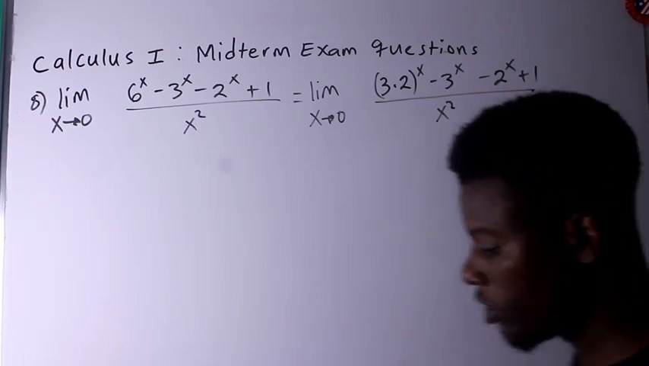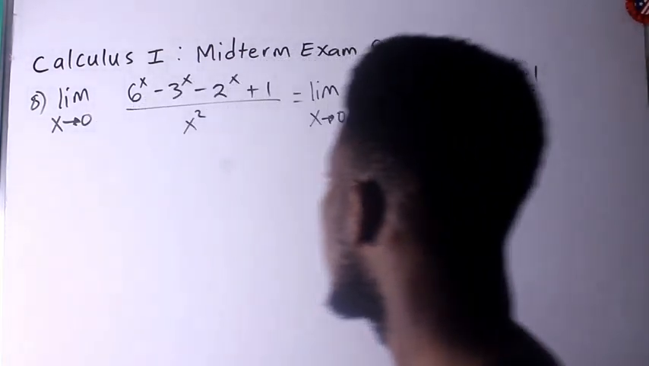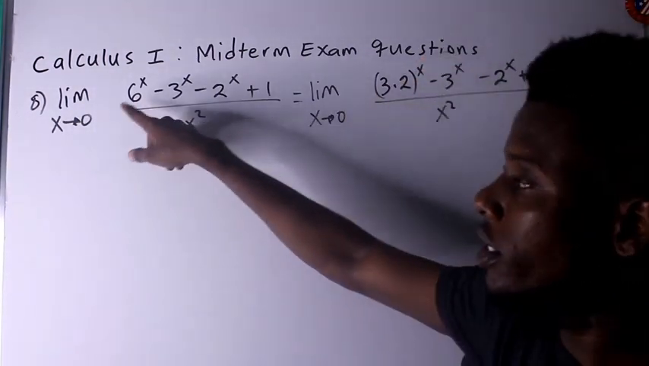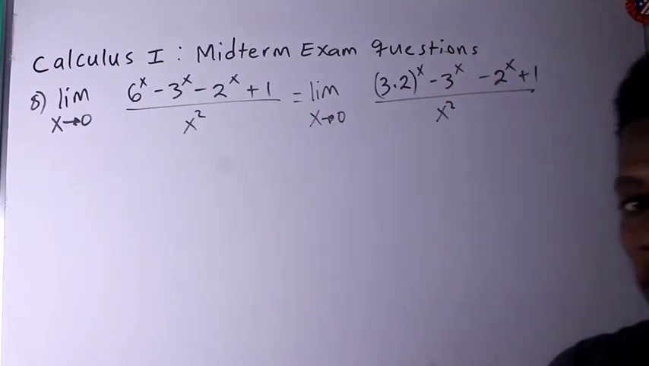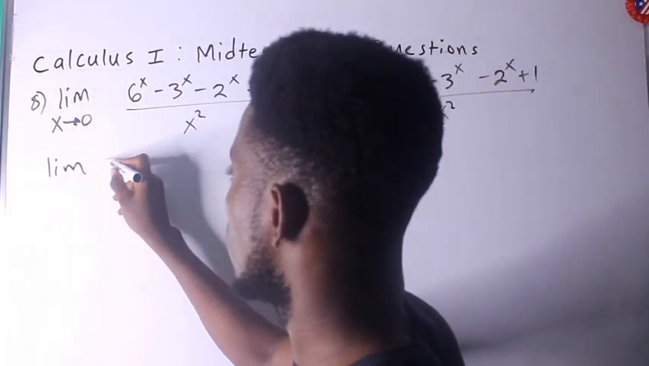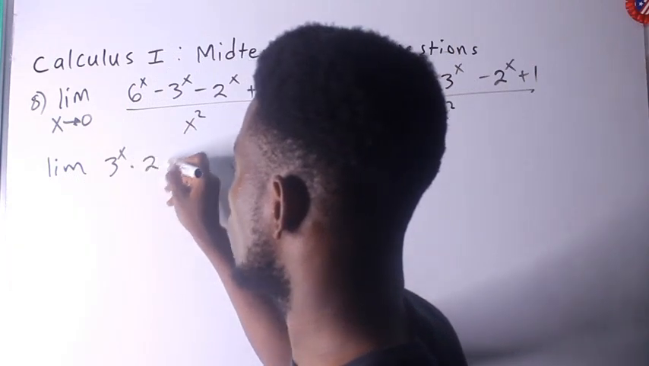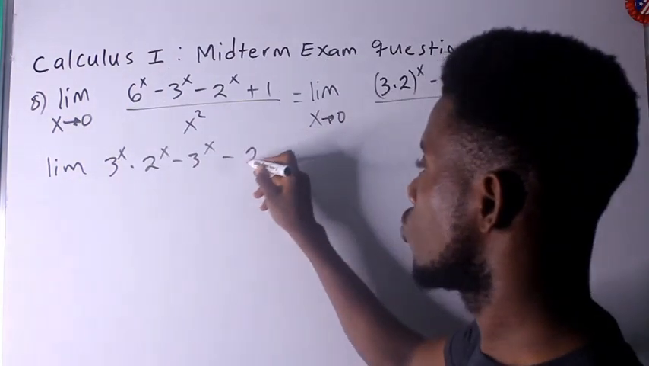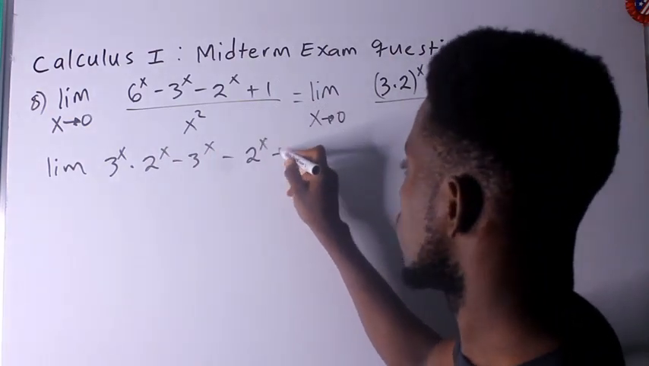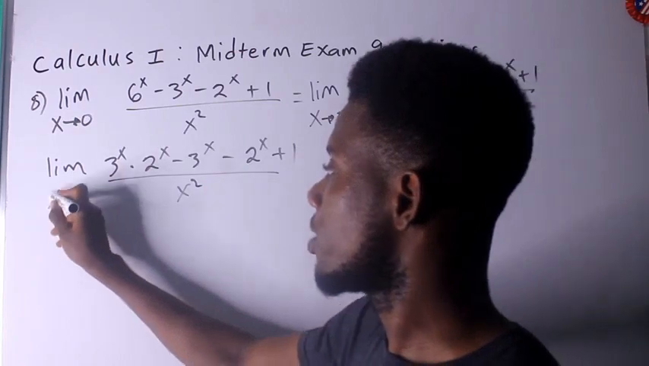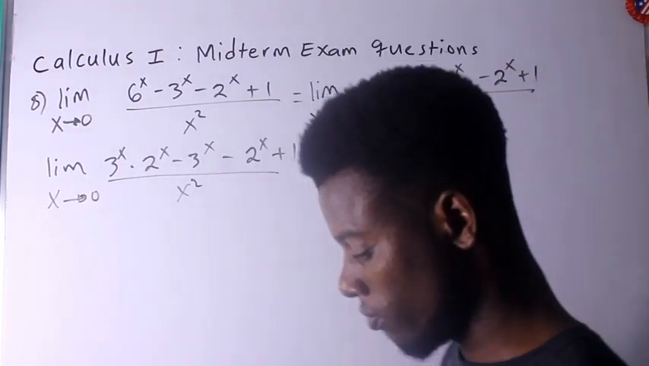Now, once I've written that expression like that, I can move on to distribute, because 3 times 2 is 6. So I can distribute the power over each of them. So I'm going to have a limit of 3 raised to the power of x times 2 raised to the power of x minus 3 raised to the power of x minus 2 raised to the power of x plus 1, all divided by x squared as x approaches 0.